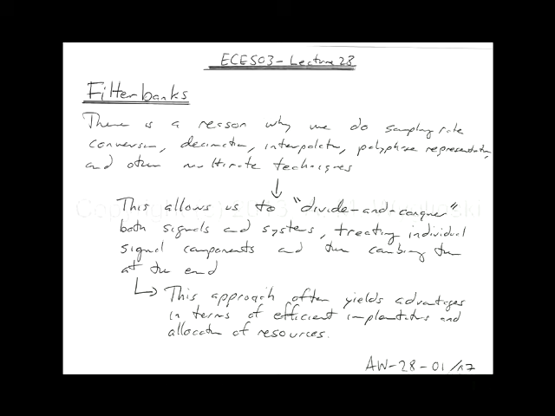Just like what we saw before with multi-stage sampling rate conversions, like a series of down converters or a series of up converters, what filter banks do is divide up some sort of signal into a collection of its individual components, then process them, and then return it back to its original form. Or not. For instance, there are things called subband coders.